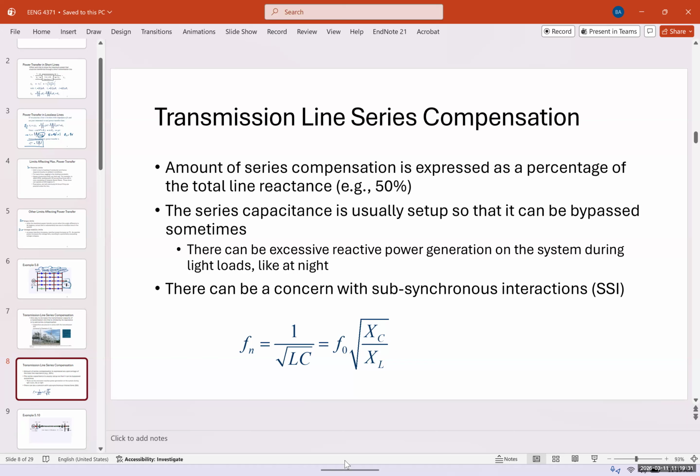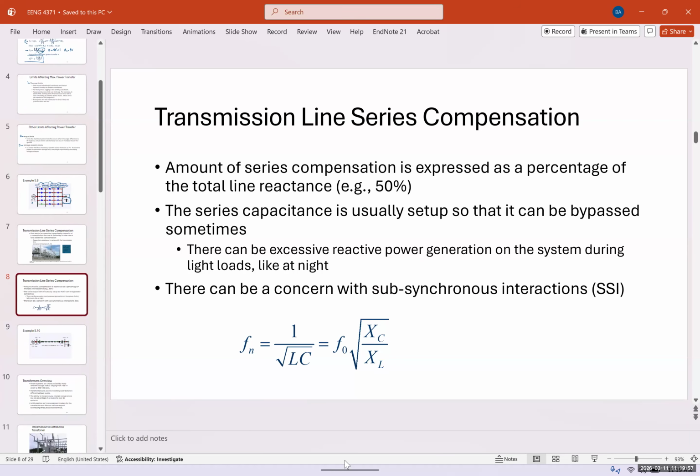There can be a concern with subsynchronous interactions or SSIs, and I'll explain more about this later. Fn is 1 over the square root of LC. In other words, it is the square root of XC over XL. So the frequency again depends on the reactance, the inductance and the capacitance that we have in the system.